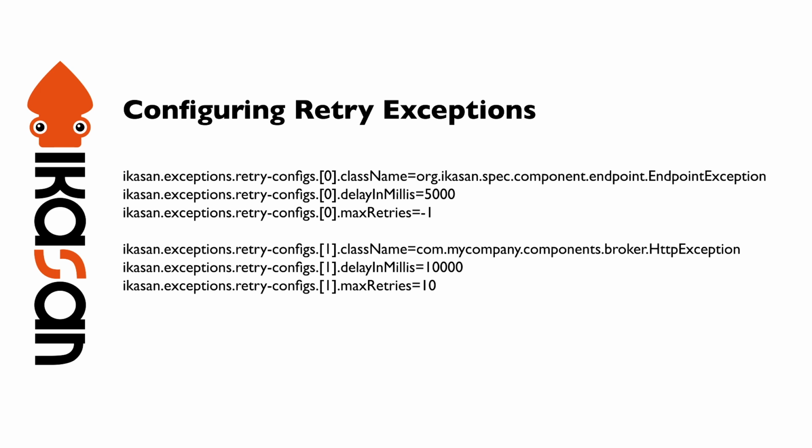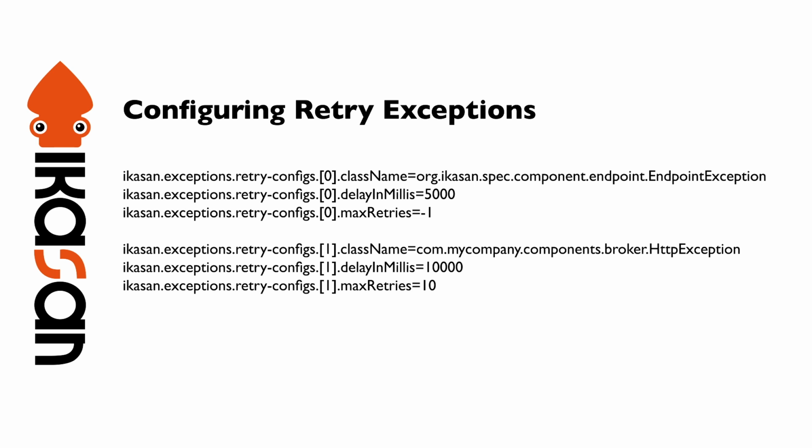There are various technical components within an enterprise architecture that might be temporarily unavailable. And we want to be able to tell Ikasan to retry in order to start to process again when that external component or system becomes available. So as you can see here, what we're looking at is the first type of configuration that allows us to retry when one of those particular types of exceptions have been encountered.